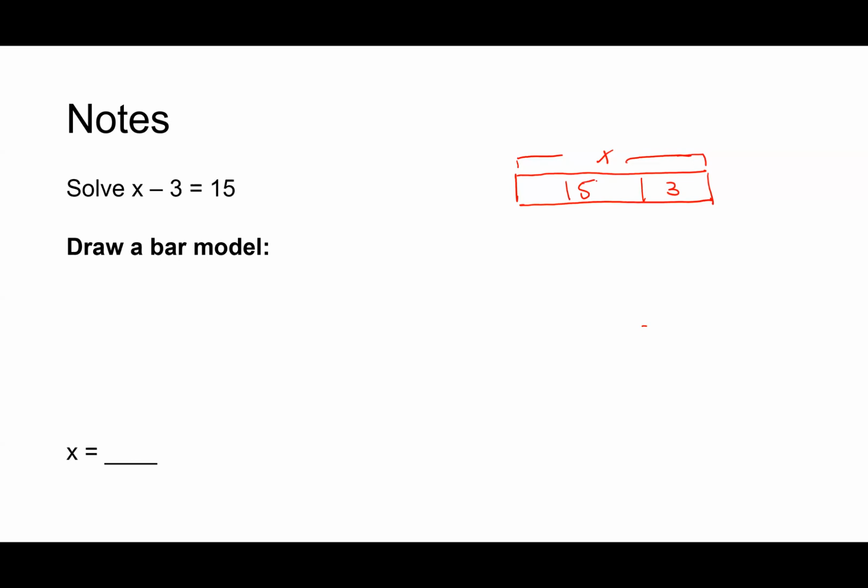Ashlyn? 18. Now stop before we go on. I know you know that. We're going to learn how to show this properly. Okay, this is called balancing equations. So here's my bar model, but here's how I do this algebraically. Okay, we're going to start with the problem, x minus 3 equals 15. Now, what did you do in your head to find x, you guys? Michael? Add 15 and 3. Yeah, you added 3, right?